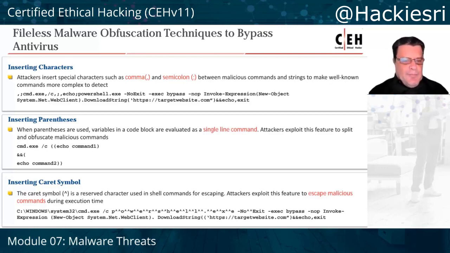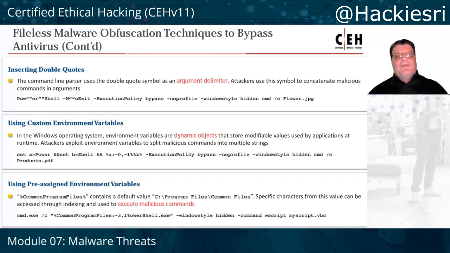Finally, inserting the caret symbol. The caret symbol is the upside down V on your keyboard. It is a reserved character used in shell commands for escaping. Attackers exploit this feature to escape malicious commands during execution time. Once again, the caret symbol is a reserved escape character, analogous to the backslash character used in Python for escape characters. Fileless command obfuscation techniques to bypass antivirus also include inserting double quotes. The command line parser uses the double quote symbol as an argument delimiter. Attackers use this symbol to concatenate malicious commands in arguments.